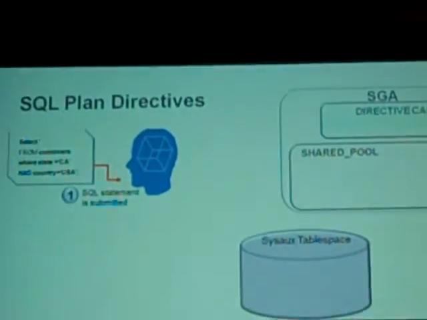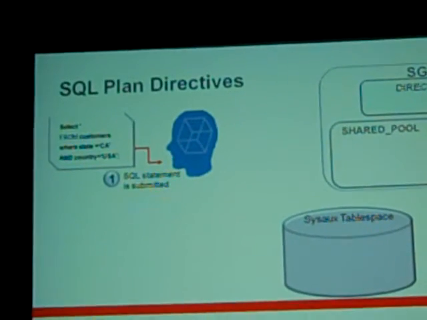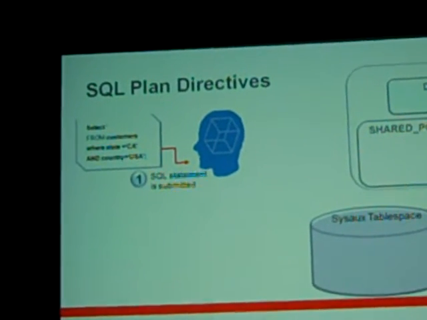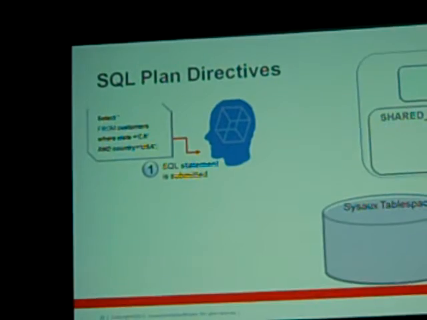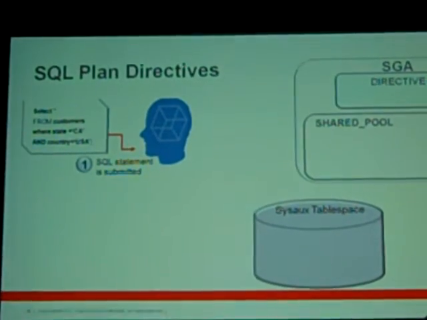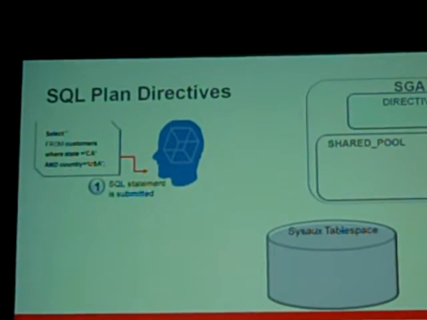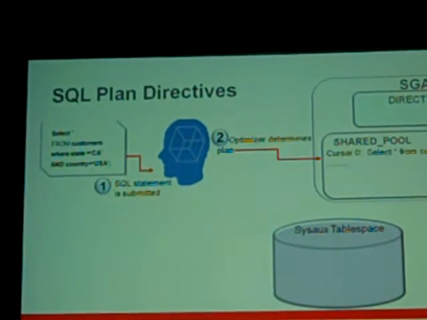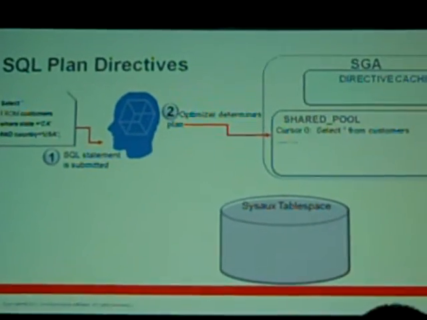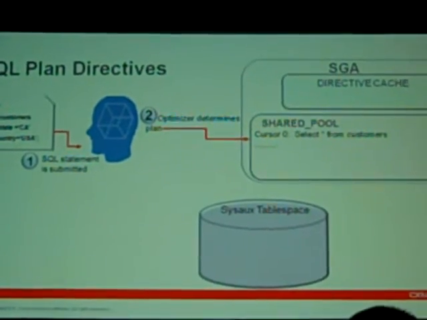It might be a little easier if we look at how this goes and how the directives are going to be used. In this case, we've got a pretty straightforward query against the customers table. It has two where clause predicates, one on state and one on country. When that statement is presented to the optimizer, it looks at the base statistics. We have accurate stats on the customer table, and it comes up with an execution plan based on those stats.